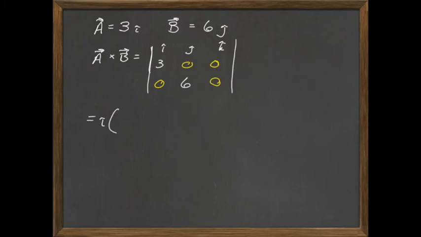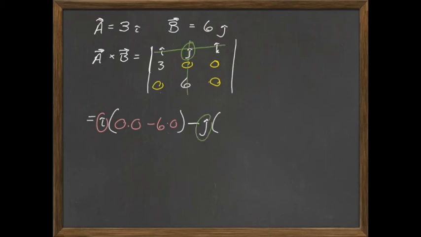Okay, and now we do the same thing. It's I times something. So we're going to start by crossing out the row and column for I. And when you cross multiply it, you're going to see 0 times 0 and 6 times 0. Okay, then we're going to do minus the J component. So I cross out the row and column for J. We've got 3 times 0 and 0 times 0.